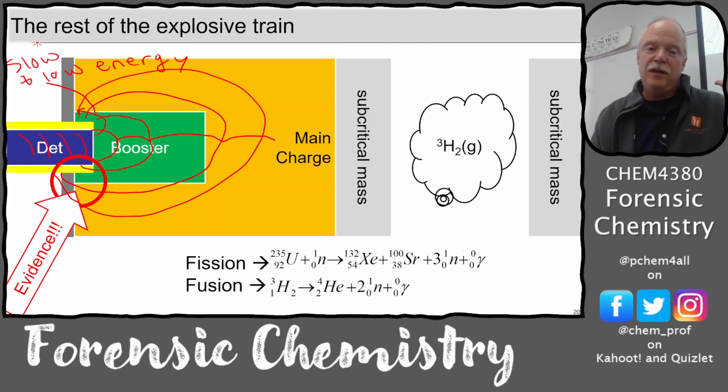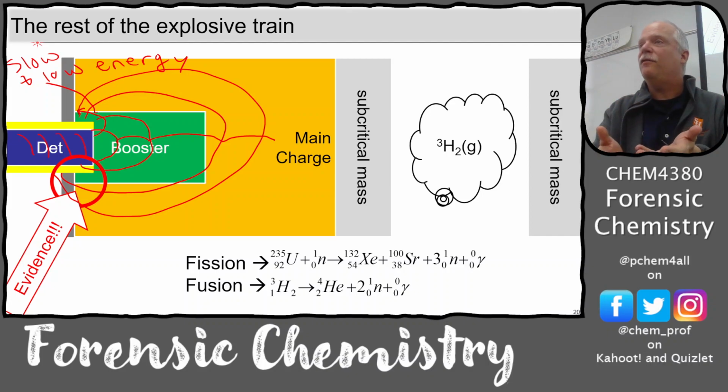So this main charge can slam two subcritical masses of fissionable material together and make a critical mass, where then you have a runaway chain reaction, a nuclear chain reaction. And so that's how a fission bomb works. And then if you put something that can fuse in between those things, that fission reaction can create enough heat and pressure to cause fusion to take place.